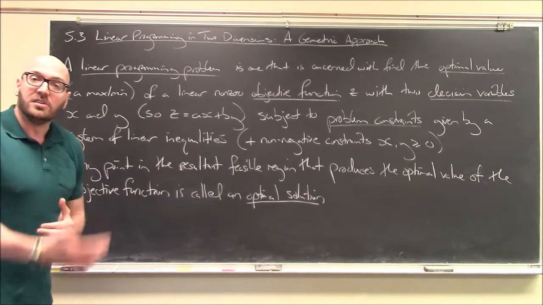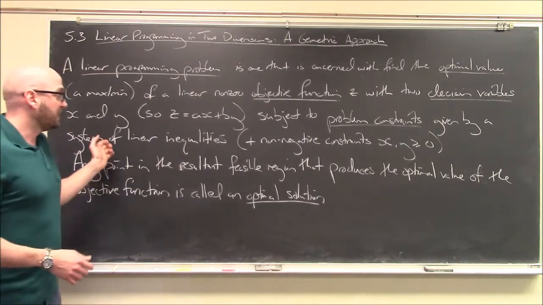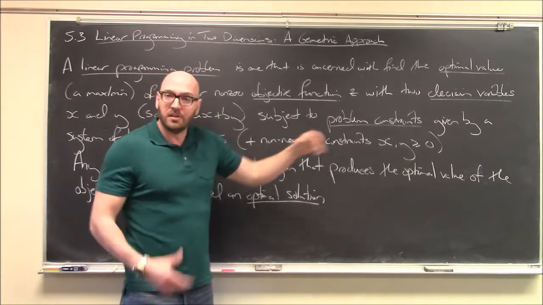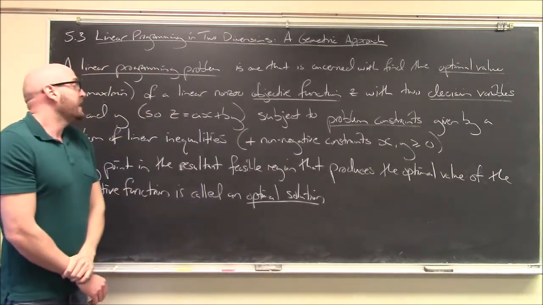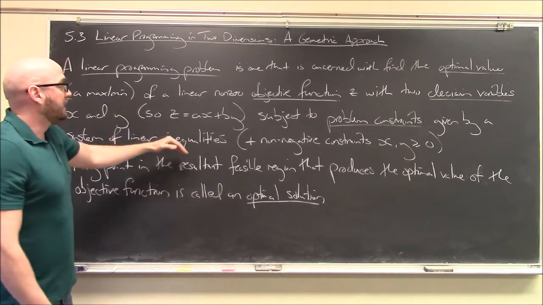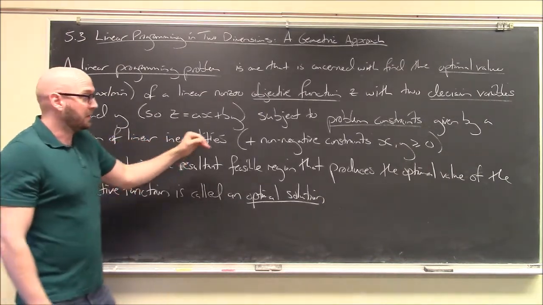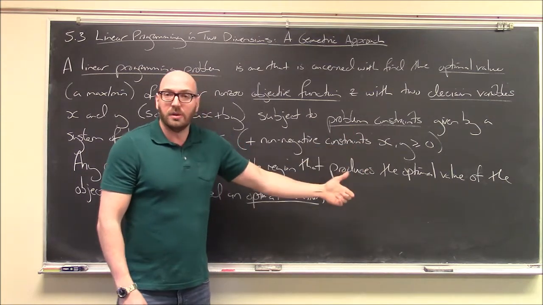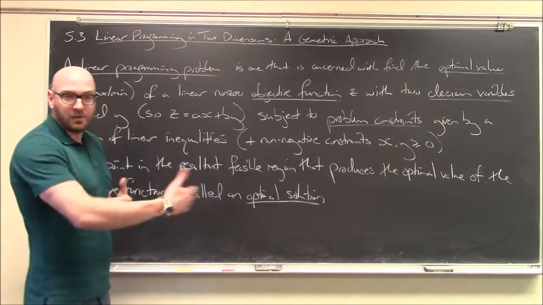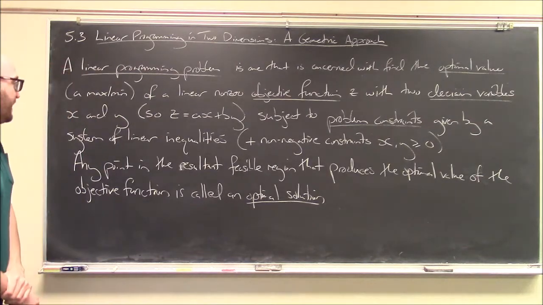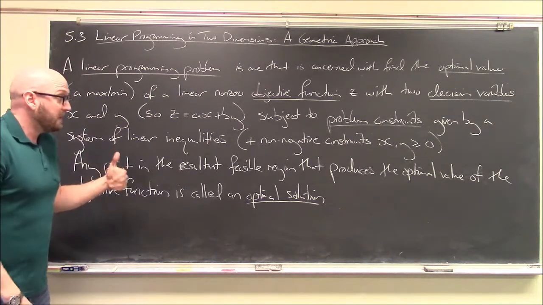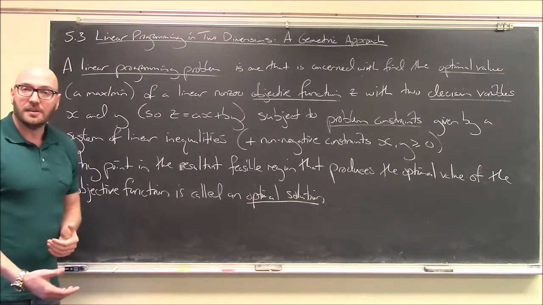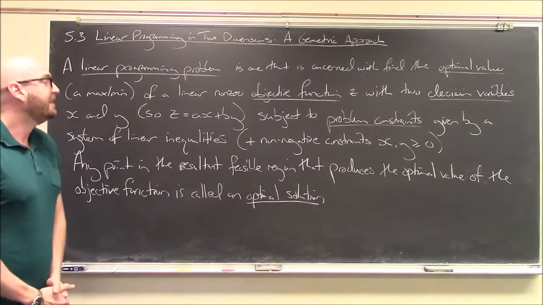Subject to problem constraints, and the problem constraints are just a system of linear inequalities. So there's more terminology. The problem constraints are a given system of linear inequalities, and we have to have that our system of linear inequalities contains the non-negative constraints: x is bigger than or equal to 0, y is bigger than or equal to 0. If we don't have those, we have to throw them in. And any point in the resultant feasible region that produces the optimal value of the objective function is called an optimal solution. This is what we're looking for in linear programming.